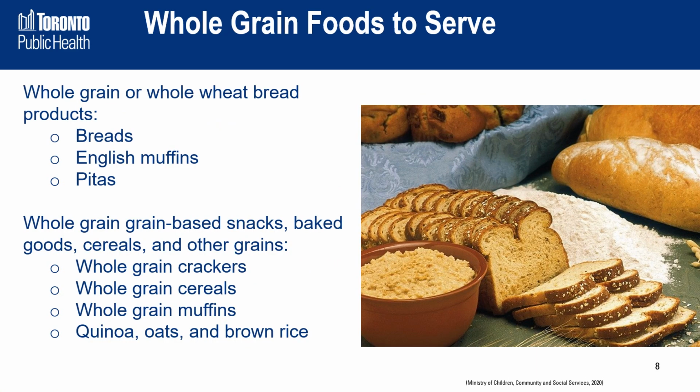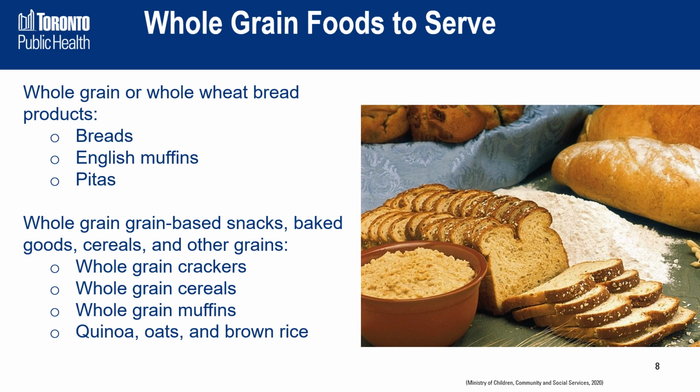This slide lists some examples of whole grain foods on the serve list for student nutrition programs. Please refer to the Nutrition Guideline Summary for Student Nutrition Programs for a more complete list. Examples of whole grain bread products include whole grain breads, English muffins, and pitas. Examples of whole grain, grain-based snacks, baked goods, cereals, and other grains include whole grain crackers, whole grain cereals, whole grain muffins, and quinoa, oats, and brown rice.